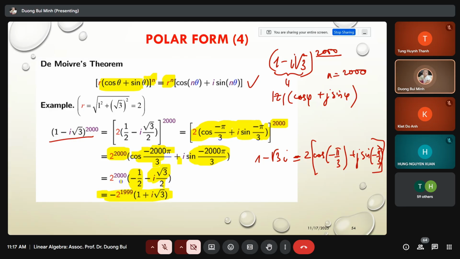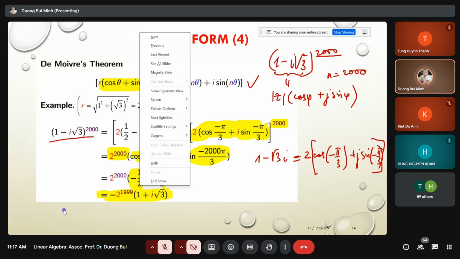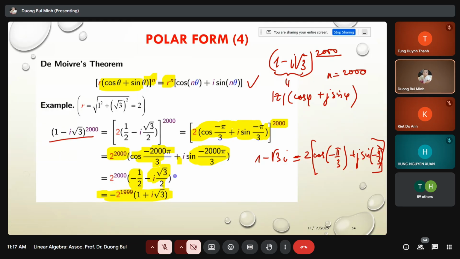Because this is divided by 2, 2 to the power of 2000 divided by 2, so you get 2 to the power of 1999. This is minus, you take it outside, so you get 1 plus i square root of 3.